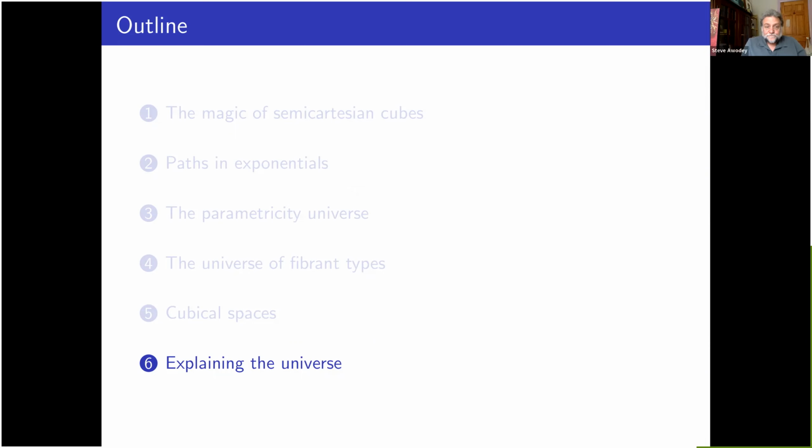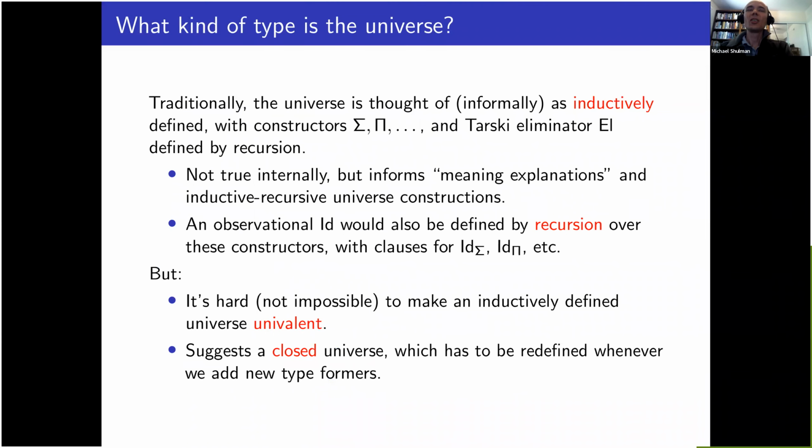All right. I want to end with some philosophy, because I started with some philosophy. So the question is what kind of type the universe should be. Traditionally, a lot of people like to think of the universe as an inductively defined type, where Sigma and Pi and all the operators are constructors of this type. And then you have an eliminator, which is like the Tarski El that's defined by recursion over these constructors. It's not true internally to type theory, but people use this idea when they build meaning explanations, and you can build an inductive-recursive universe that behaves like this.